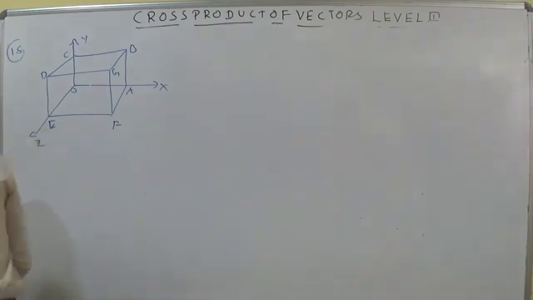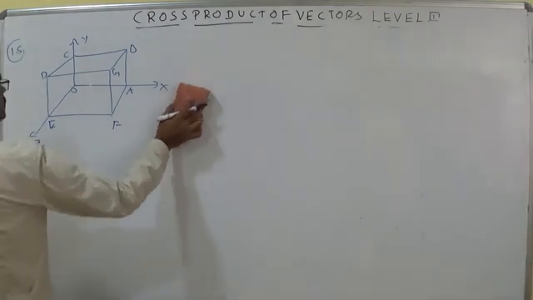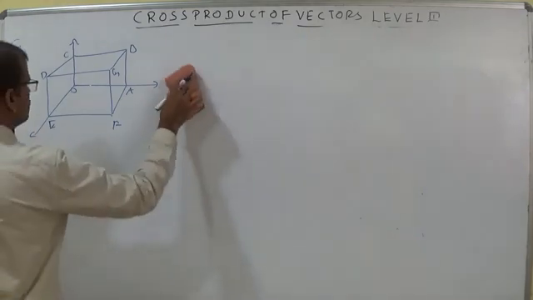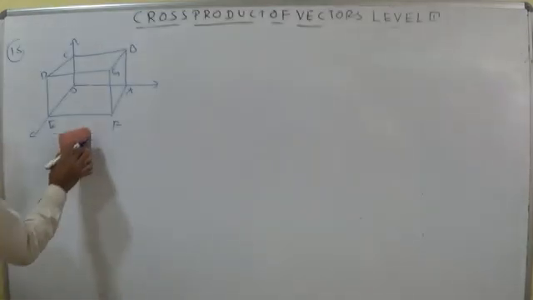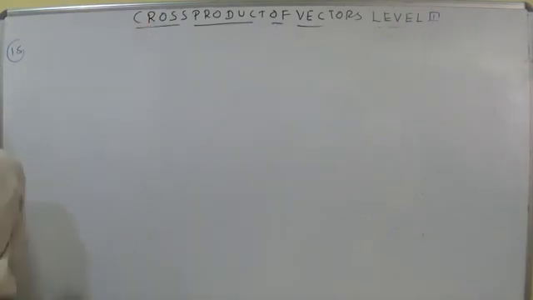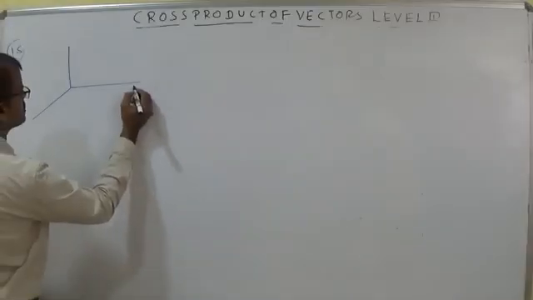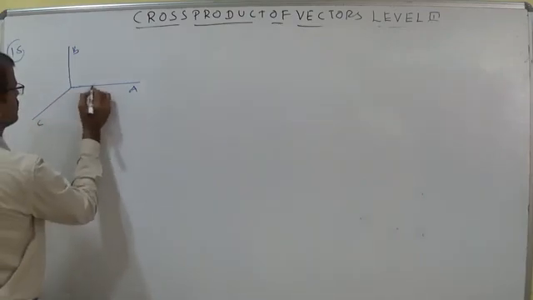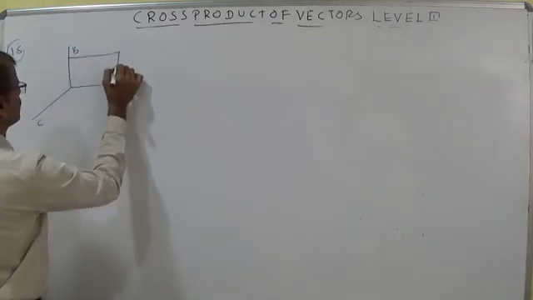We should not write x, y, z. Leave it like this. Let us change the names, which is better: A bar, B bar, C bar. He put the names: let this be A, this is B, and this is C. Draw the diagram.